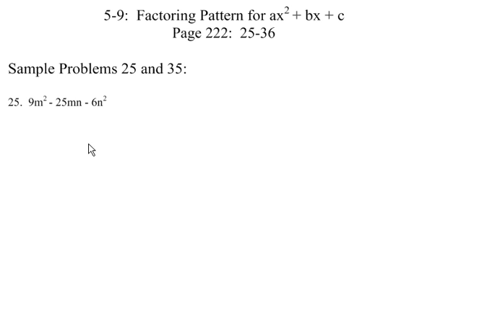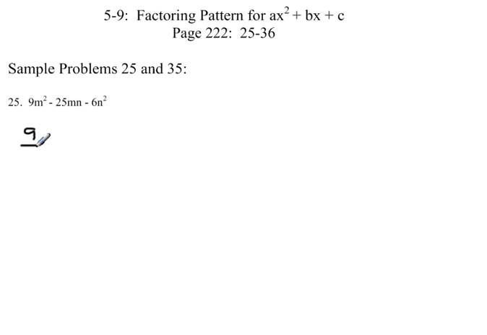For our second set of problems out of section 5.9, we're doing page 222, 25 to 36. We're going to do two sample problems from the set. The first one will be number 25, and we're working with 9m squared minus 25mn minus 6n squared.